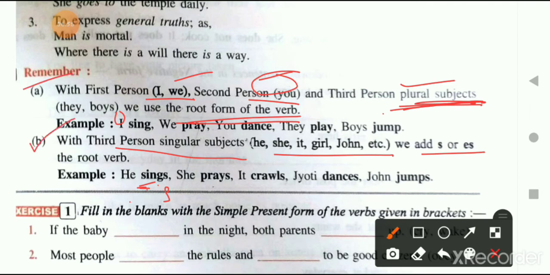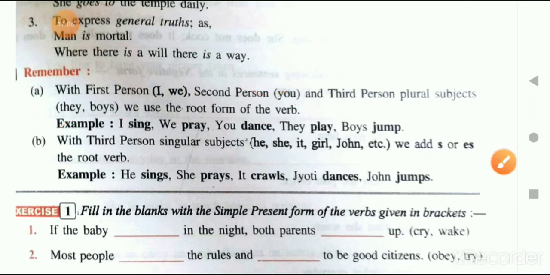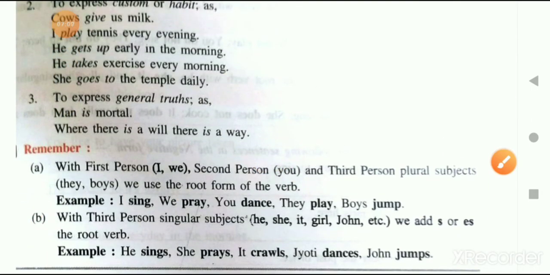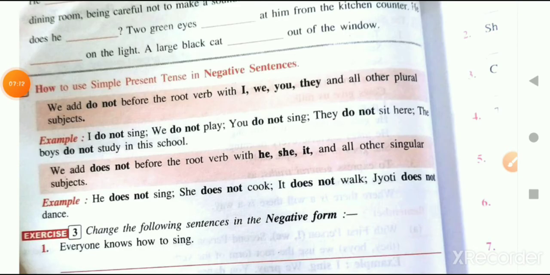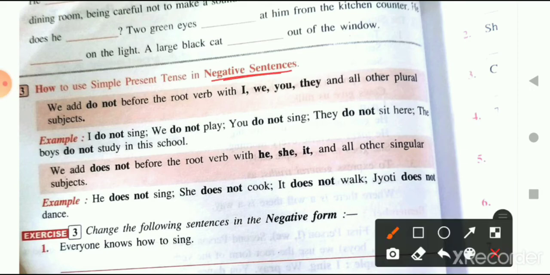Understood, students? So these are the ways you can change the verb into its simple present form. Okay, now let's move on to the next part. The next topic in simple present tense is how to use simple present tense in negative sentences. Negative sentence means whenever we are saying no, not.